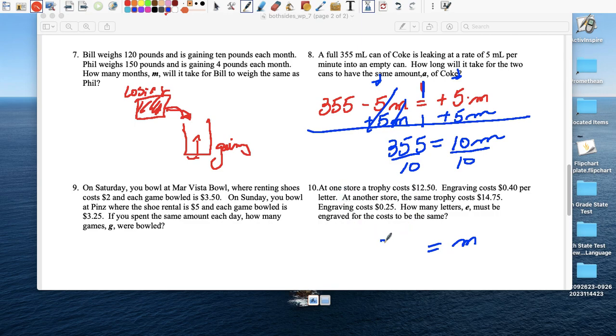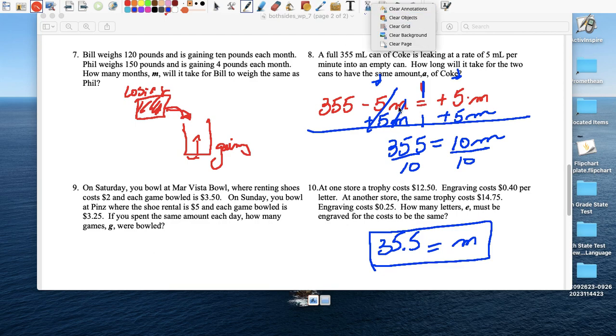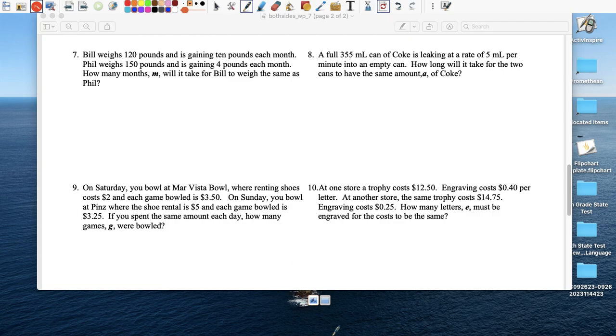So the answer is 35.5 minutes. Let me just double check something. Yeah, that's correct. And again, you can go back to the original equation, substitute, and make sure the left equals the right, and you'll see that it does.